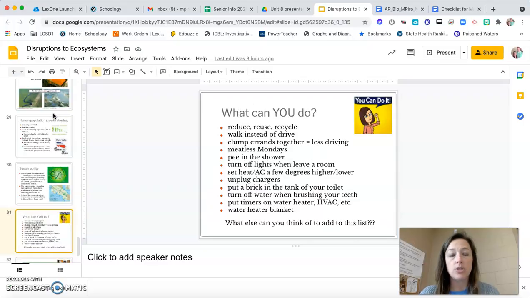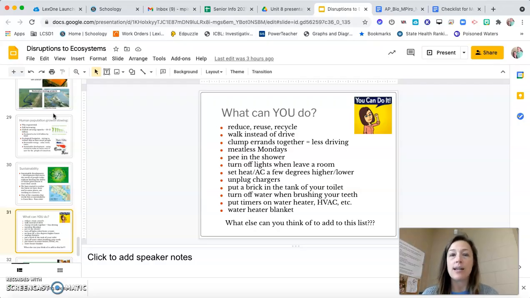All right, so what can you do? Reduce, reuse, recycle. You can walk instead of drive. If you're going down to your neighbor's 3 doors down, don't drive. Walk down there. You can plan out your errands a little more intentionally so that you're not driving extra. You can choose to have meatless meals. You could pee in the shower if you want to. Turn off the lights when you leave a room. That's probably the easiest one, the one most people know about.